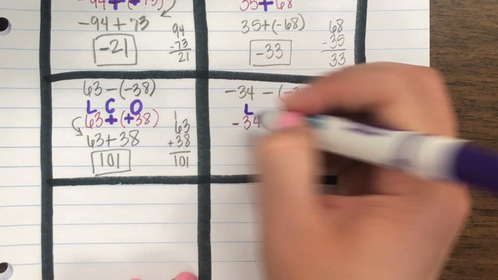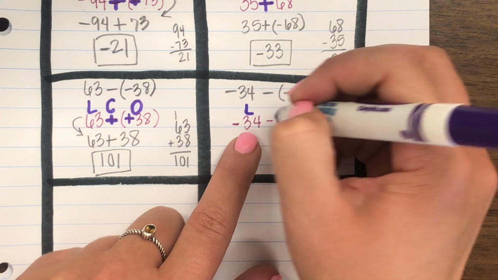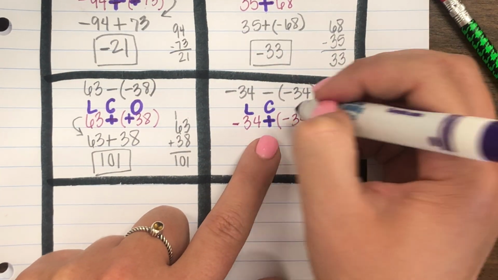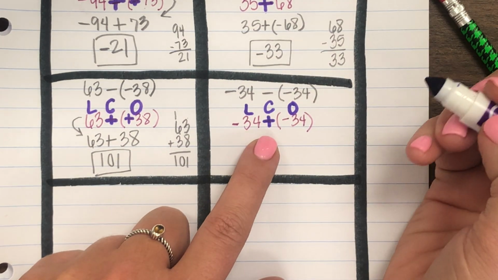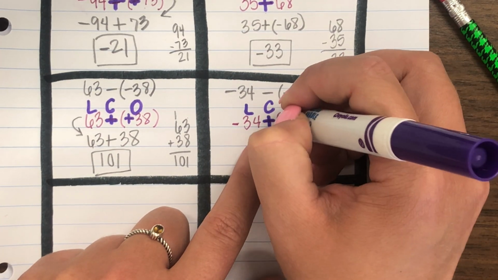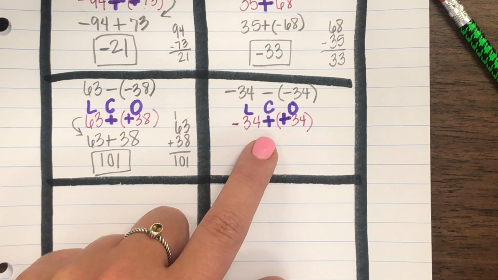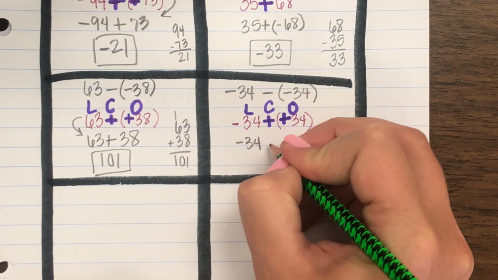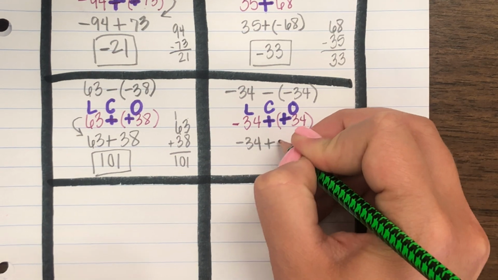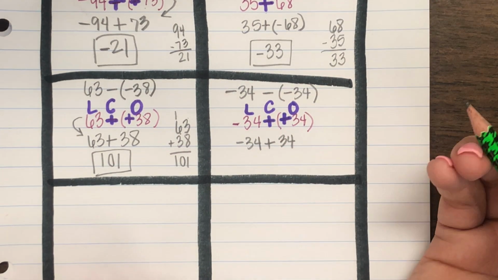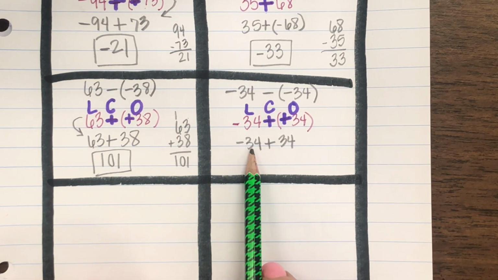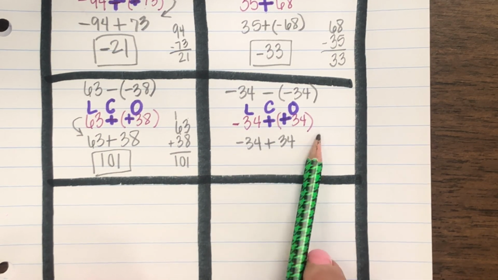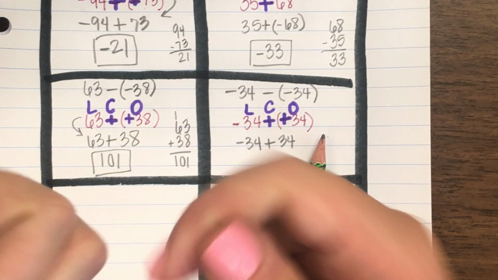First step is to leave the first term, change subtraction to addition. I need the opposite of negative 34, which is positive 34. So what this becomes is negative 34 plus 34. Are these on the same team? Do they have the same sign? No, they do not. If they don't, we're supposed to battle, right?